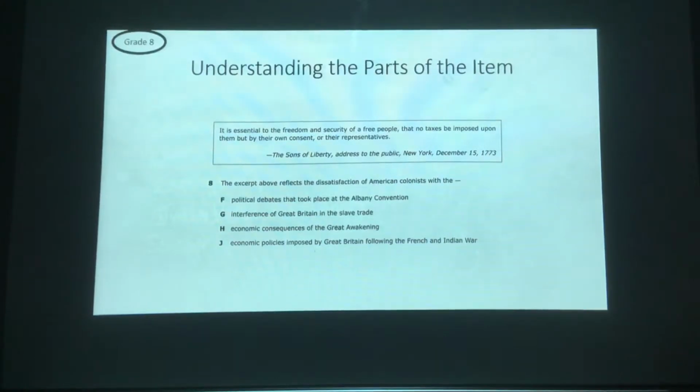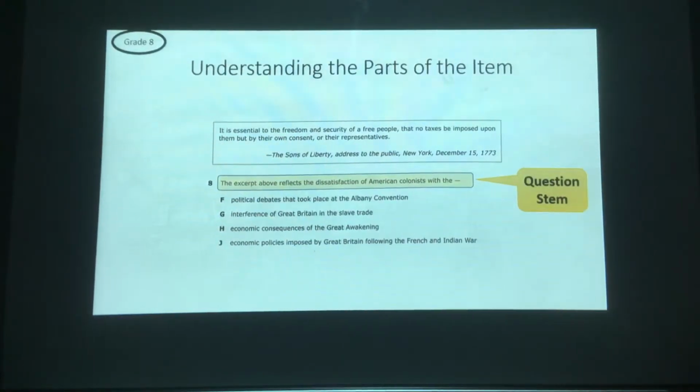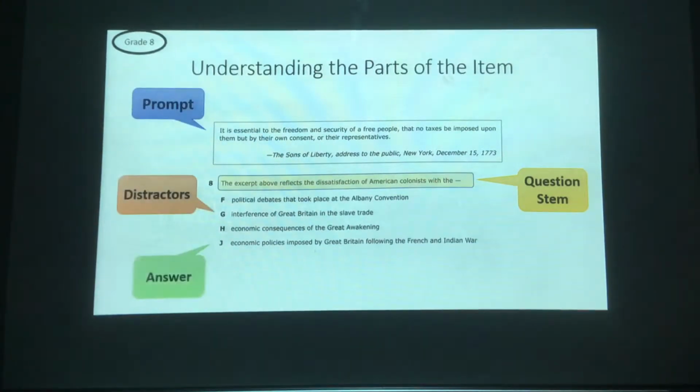So first of all, make sure that you understand the parts of an item. First, we have the question stem. This is the question that you have to find the answer to. There's also the prompt. There's distractors in the question, answers, and then the actual answer. So obviously, your goal is to find the best answer of the possible answers that are given. The right answer's there, you just have to find it.